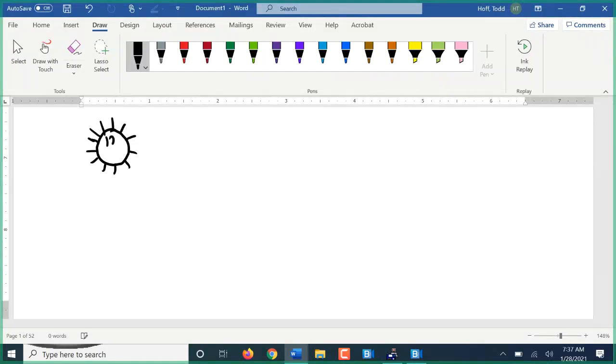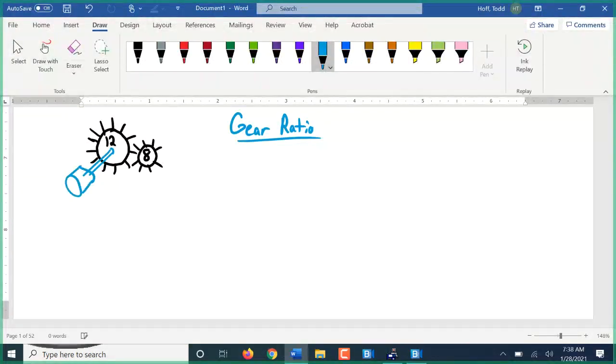That gear has 12 teeth on it. We're going to have it meshing with a gear that has 8 teeth on it. Pretend those teeth are equally spaced. Gear ratio: let's pretend that the power is connected to the larger gear here. That gear ratio is 8 to 12, or both of those numbers can divide by 4, so it's a 2 to 3 gear ratio.